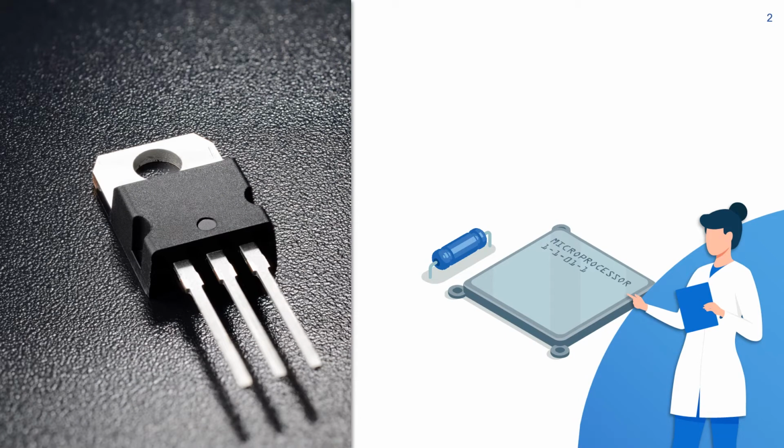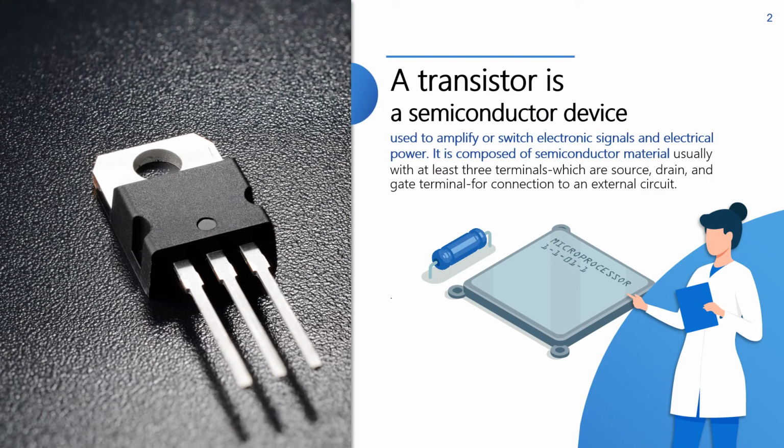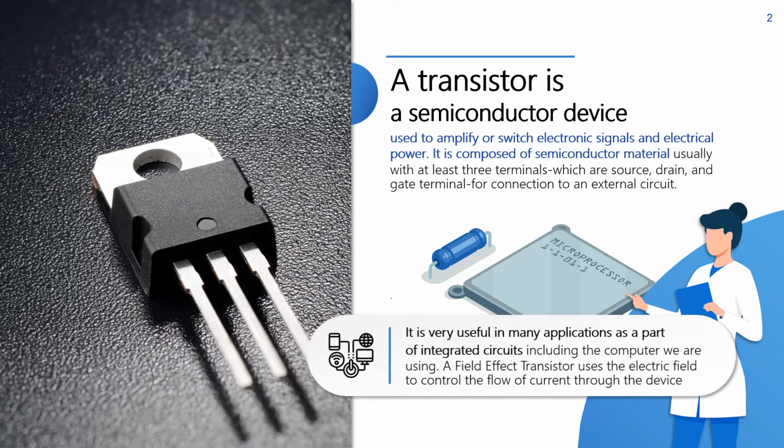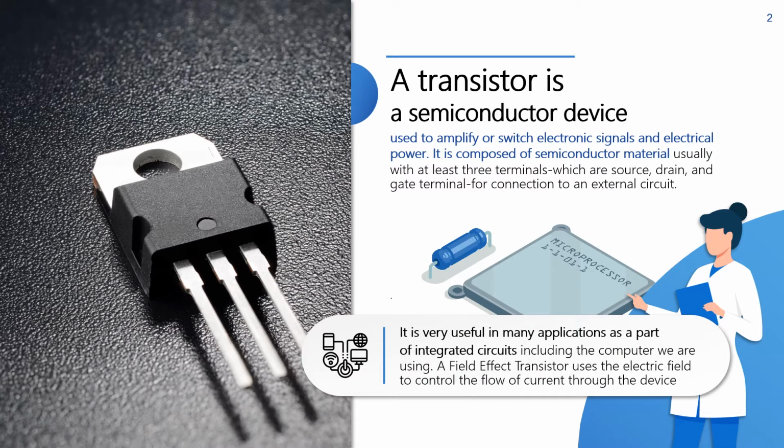Firstly, let's get familiar with the function of the transistor. A transistor is a semiconductor device used to amplify or switch electronic signals and electrical power. It is composed of semiconductor material, usually with at least 3 terminals, which are source, drain, and gate terminal for connection to an external circuit. It is very useful in many applications as a part of integrated circuits, including the computer we are using.